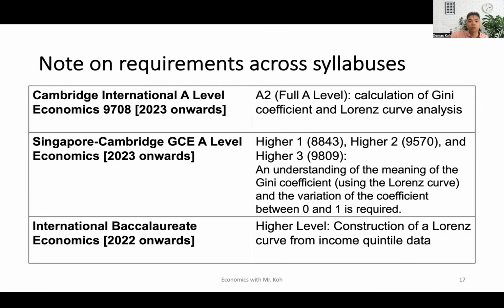So I just want to make a quick note on the requirements across syllabuses. So depending on what exam board and syllabus code you're taking, there are slight differences. So for example, in higher level IB, you need to know how to construct the Lorenz curve from income quintile data. So exactly what we did earlier.